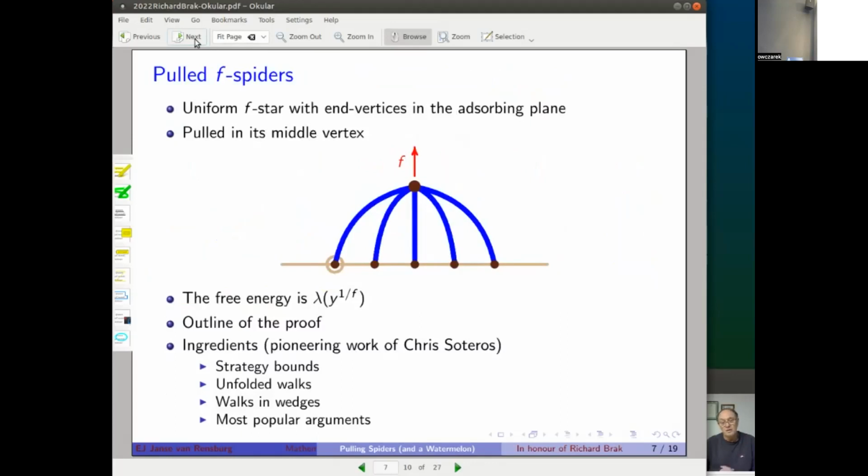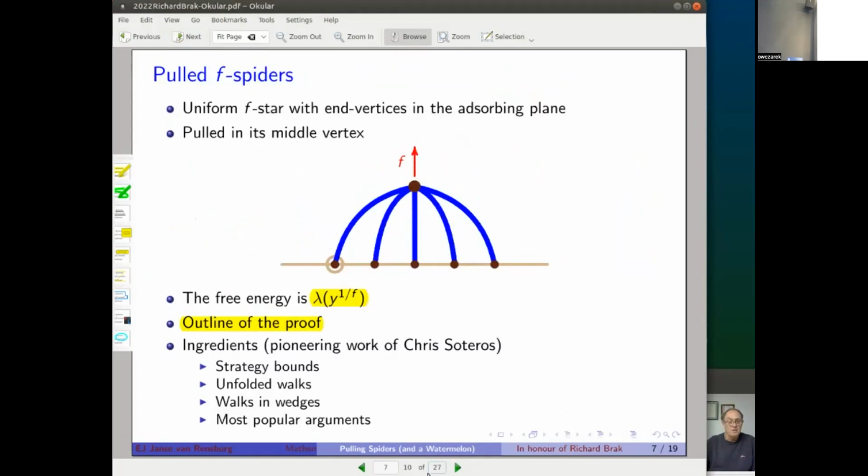Now we're going to look at F spiders, which has this geometry, as I've explained. So it's pulled here in its central node or middle vertex. The free energy, and I'll give that away at this point, is given by lambda y to the 1/f. And what I want to do in this talk is just to give you a very brief outline of the proof.